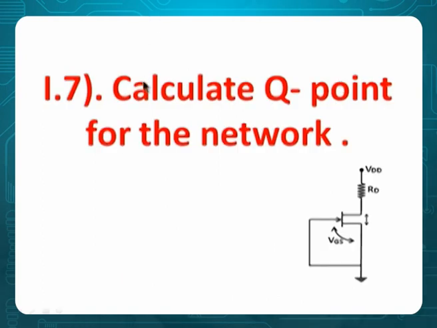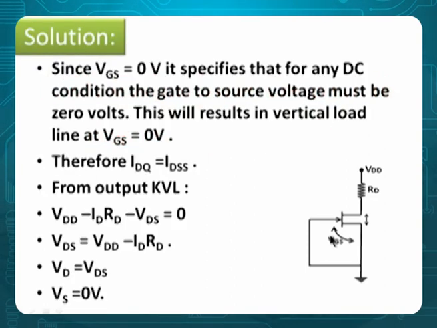Problem 7. Calculate Q point for the network. A very nice network, very simple. VDD, RD, VGS. What do you understand from this? Since VGS is 0, this results into, since VGS is 0, what do we do?